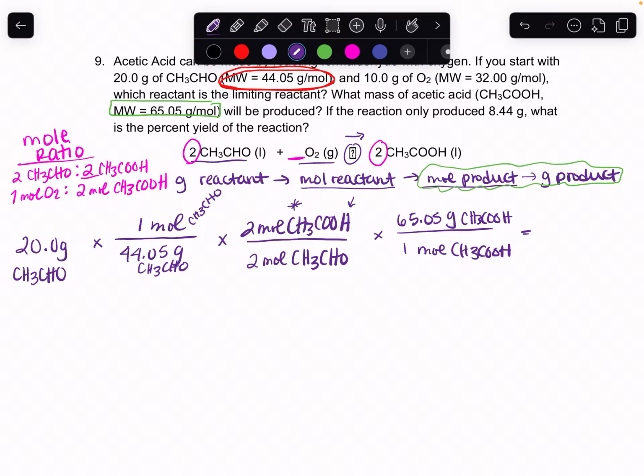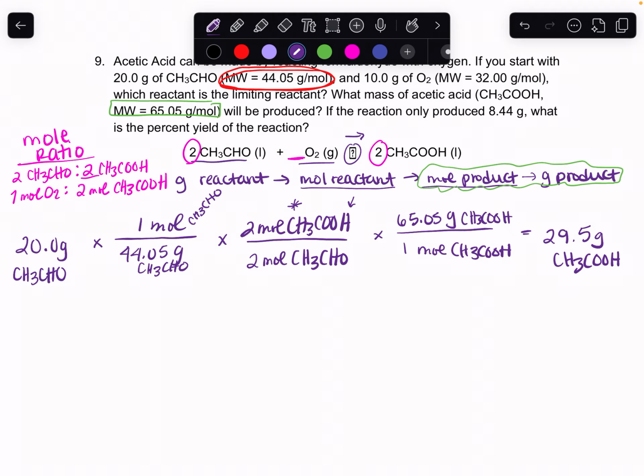And of course, just give me a minute because I have to put this into my calculator because I didn't do it sooner. Sorry, guys. Divided by. Lovely, lovely. All right. Looks like I'm getting about 29.5 grams of acetic acid. So now I know what happens when I try to predict product based off formaldehyde.